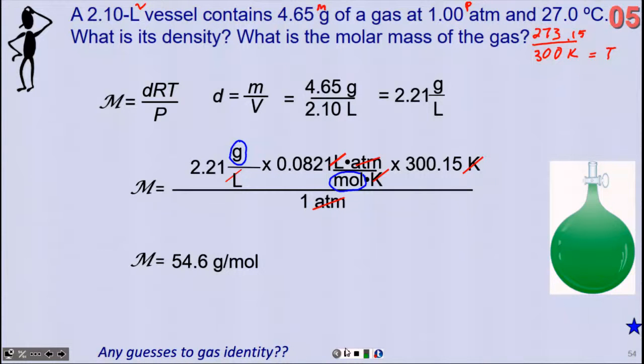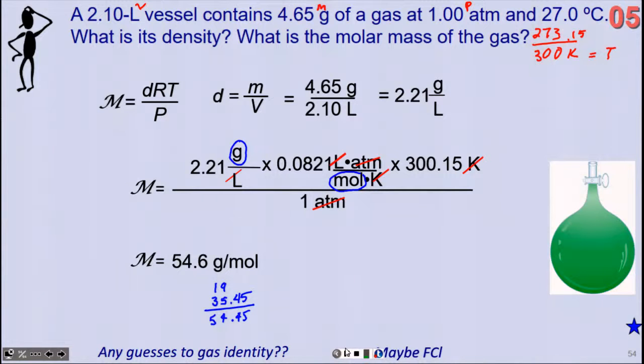Now, chances are you don't have any idea what gas this might be, but one possible idea is that it could be fluorine chloride, funny name, FCl, because the molar mass of fluorine is 19, and the molar mass of chlorine is 35.45. Well, it's close to that anyway. And that should get you something around 54. So that's a pretty close guess. If the measurements are reasonable, then probably that's your guess.